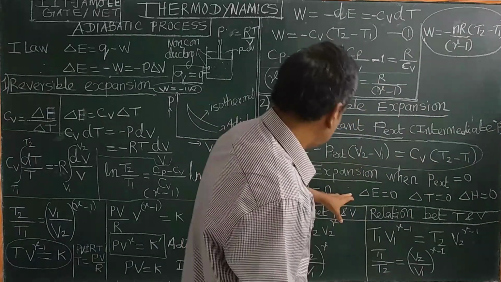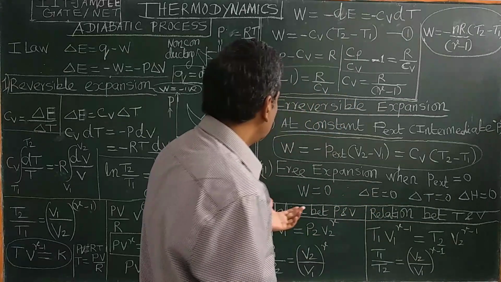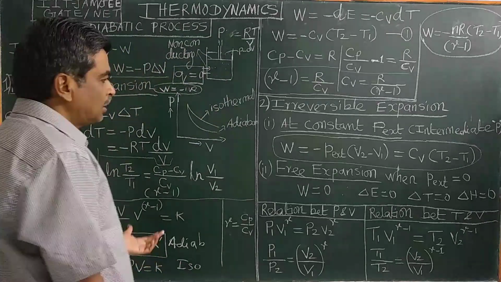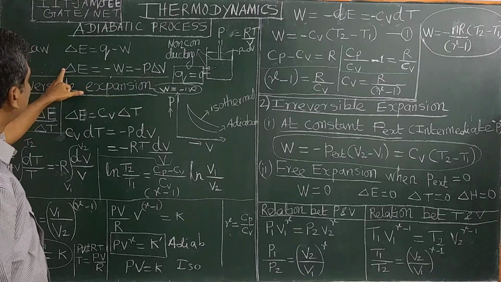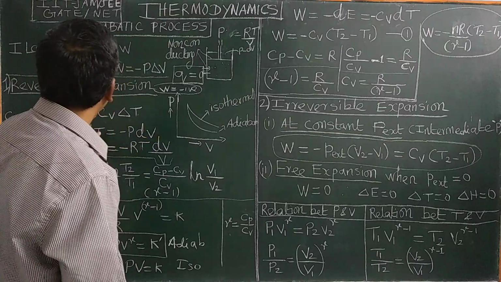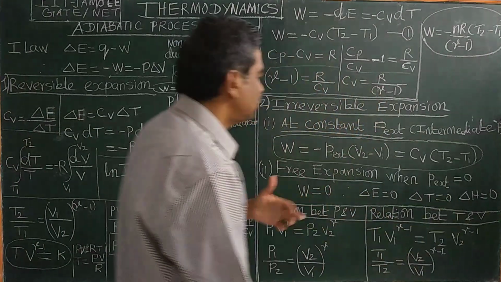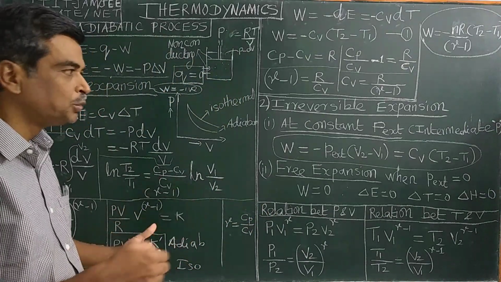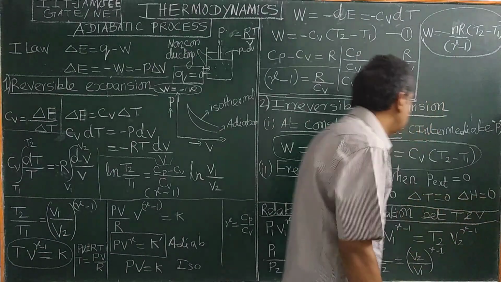And similarly, delta E equal to 0. Why is delta E equal to 0? There is no delta T, there is no change in temperature. Therefore, W equal to 0. Then delta E equal to 0, then delta T equal to 0. Then delta H equal to 0, because Cp equal to delta H by delta T. Therefore, delta T is 0, therefore delta H also 0.